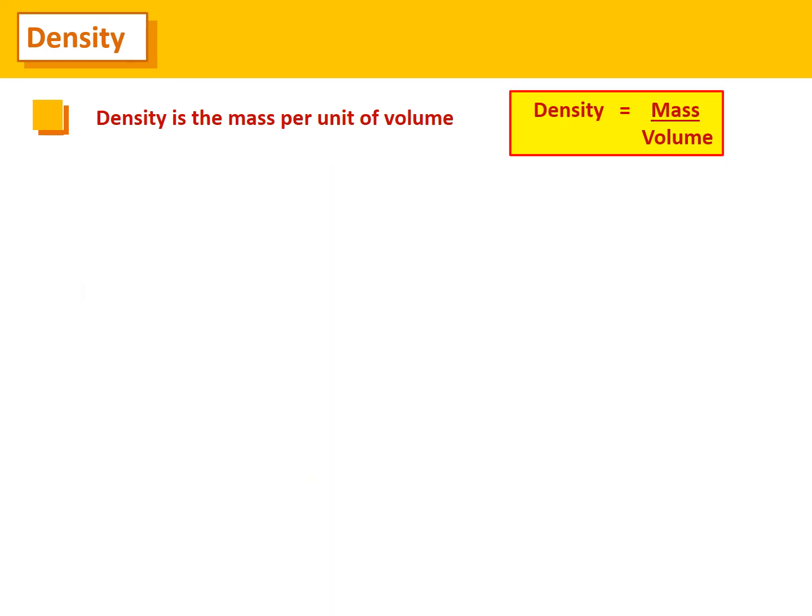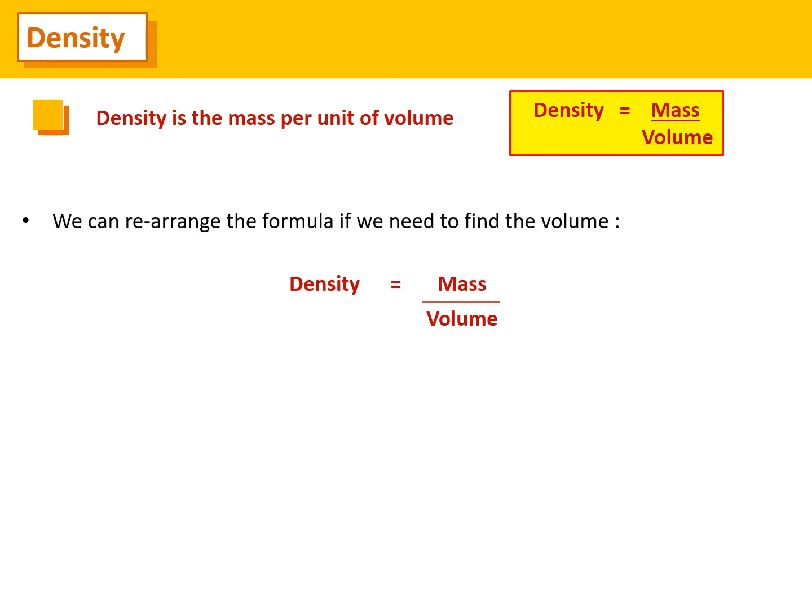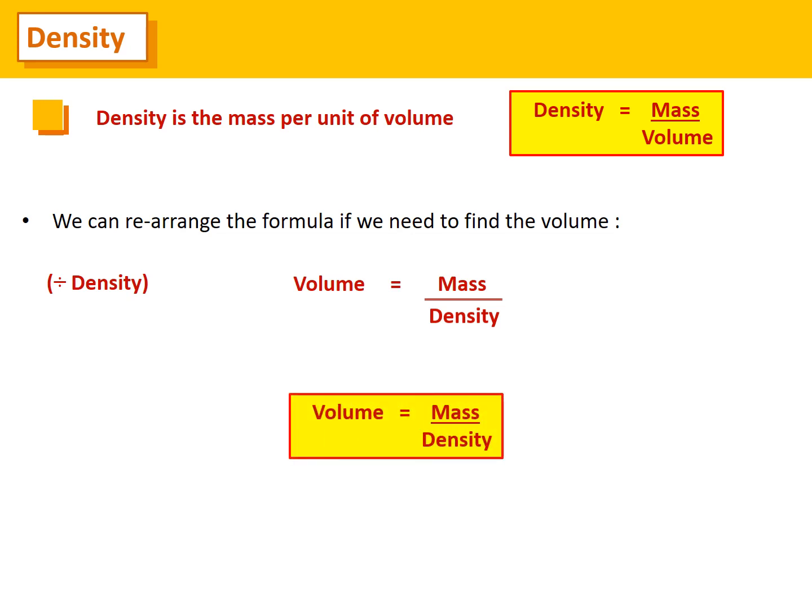We can rearrange density equals mass divided by volume if we wish to find the volume. If we multiply both sides by volume, we end up with density times volume equals mass. And then if we divide both sides by density, we end up with volume equals mass divided by density. And that's what we're going to use in the next example.